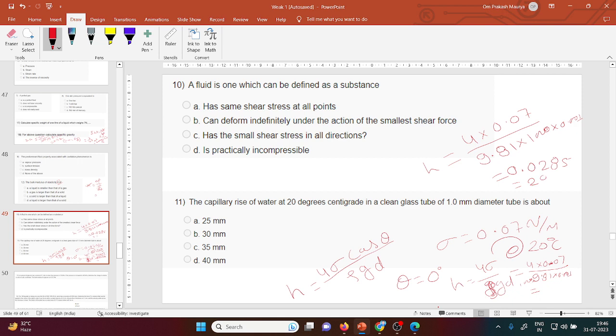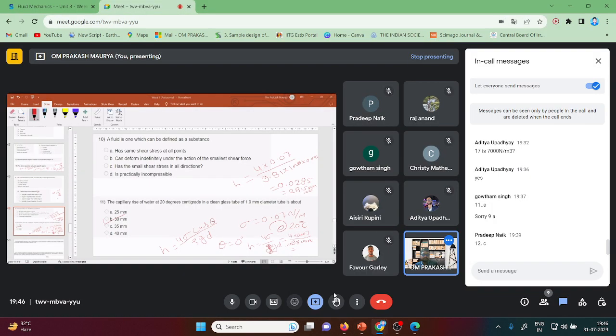If we go in mm, it is about 0.5 mm. So always we need to choose the most appropriate, that is the nearest answer. So option B is correct for this. For question number 11, B is correct. Everyone got it? If yes, please write in the chat box.